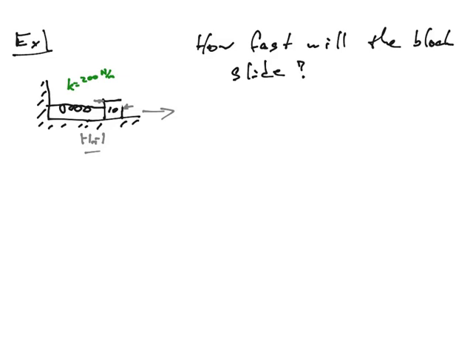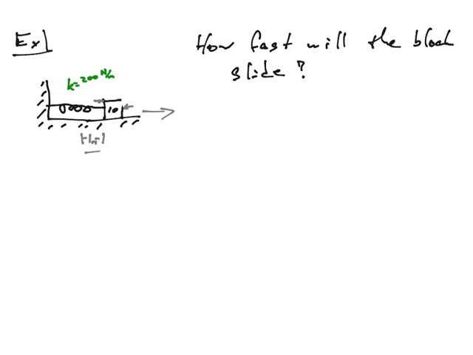Fairly easy system to understand. It's kind of like you loaded a gun, you compress the spring. Here, it's just a block. You compress the block into the spring, squishing the spring by 1 meter, and you're holding it there. It wants to be released. Then you release it. The spring shoots the block off to the right. I want to know how fast will it be moving.